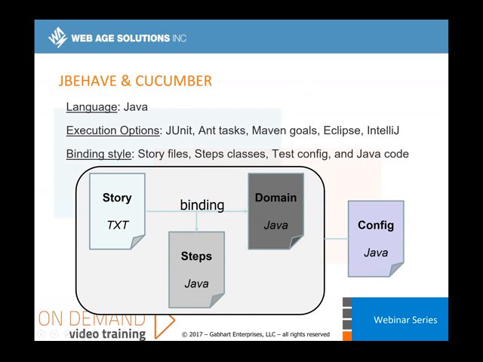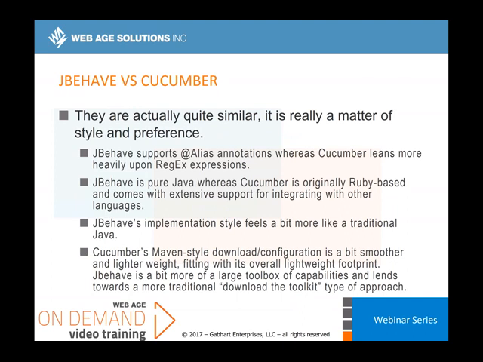And then there's also typically a separate configuration file. So JBehave and Cucumber are very similar. If you've done a lot of Java development over the years, JBehave may feel a little more familiar in that it kind of follows the classic Java structure, JDK, SDK interfaces, and so forth.